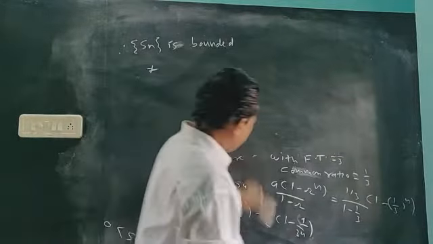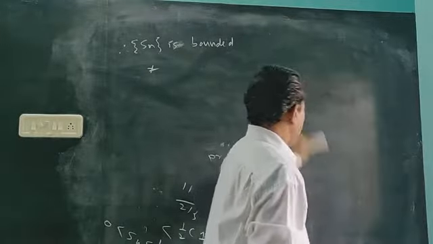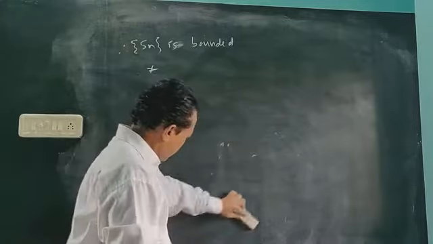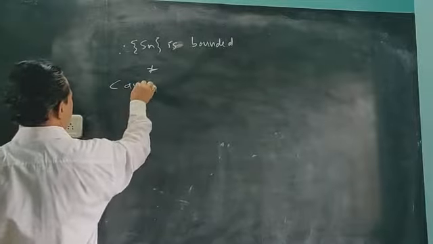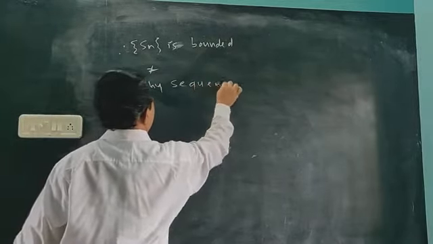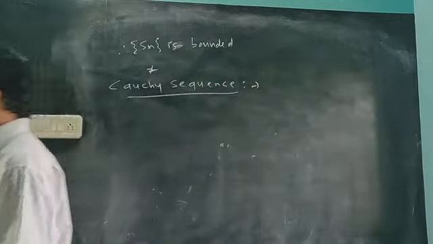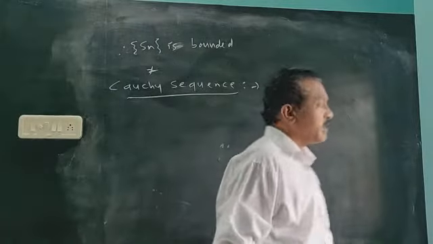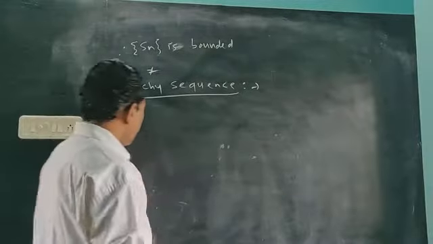So the last topic of this chapter, the sequence chapter, will be the Cauchy sequence. In sequence, we find the limit of a sequence, and there are so many theorems. Now what is a Cauchy sequence?